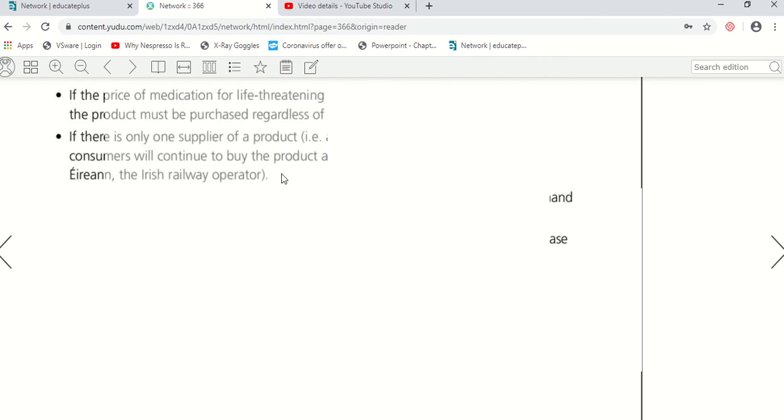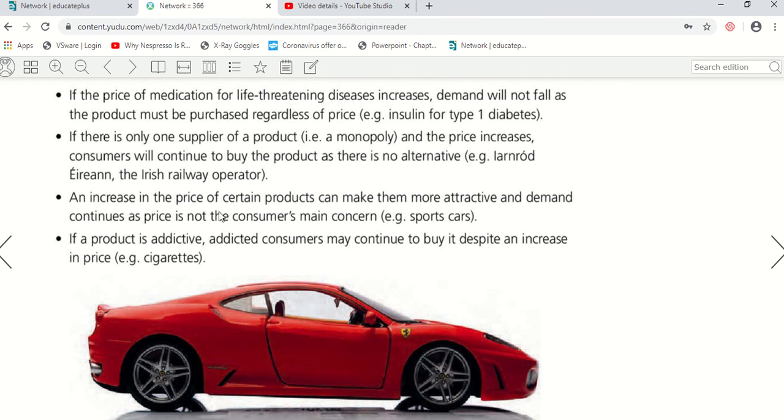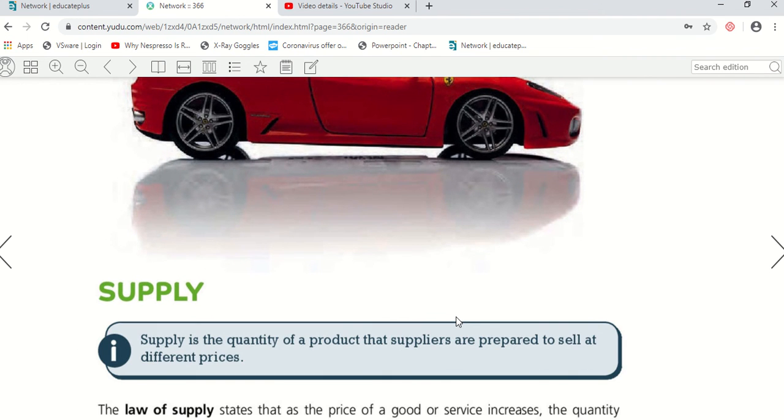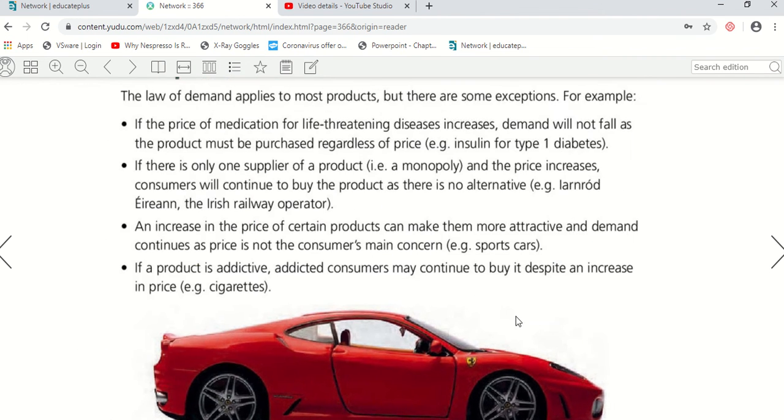If there's only one supplier of the product, remember we talked about what a monopoly is, then the business can charge whatever they want for that product. Again, if you think about bus tickets and railway tickets, they can be quite high because there's no alternative. And even if things are more attractive, consumers will buy it, to have these luxury items, or if there are any addictive products.